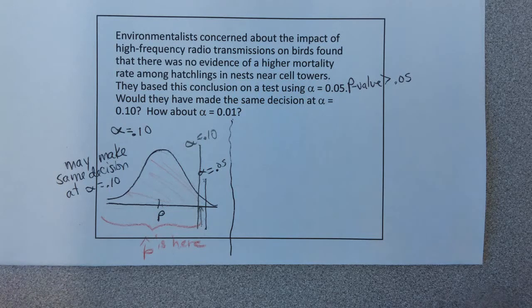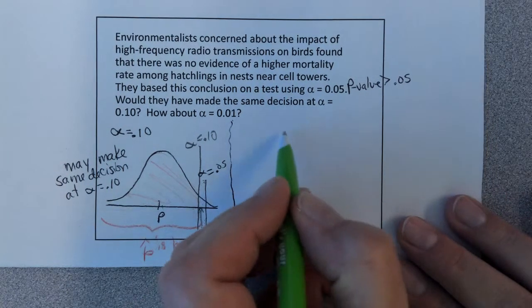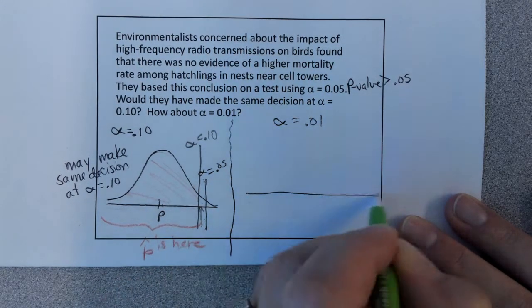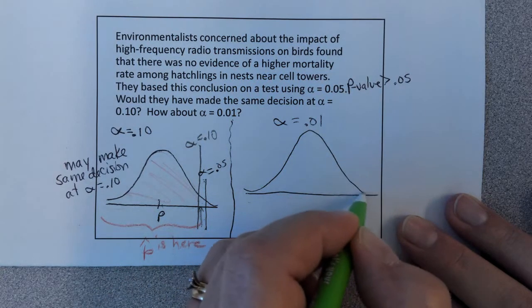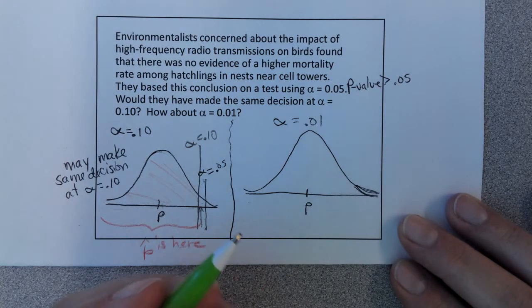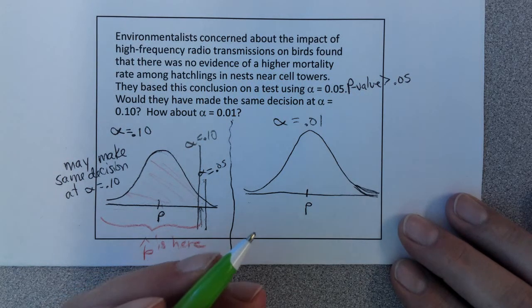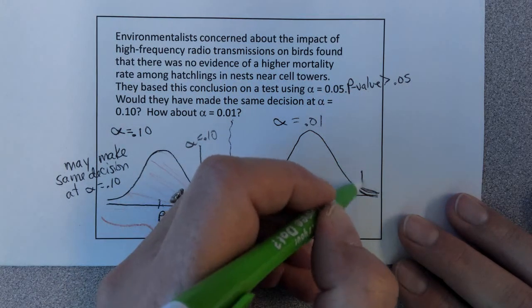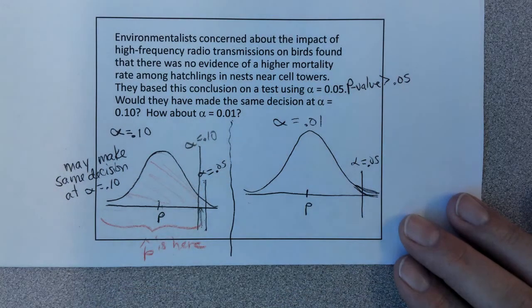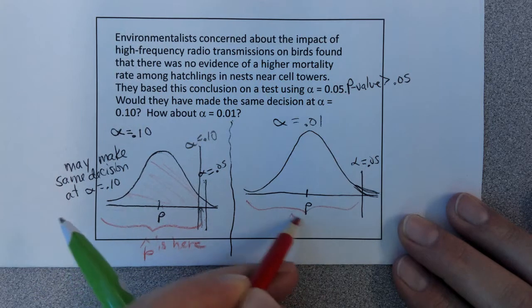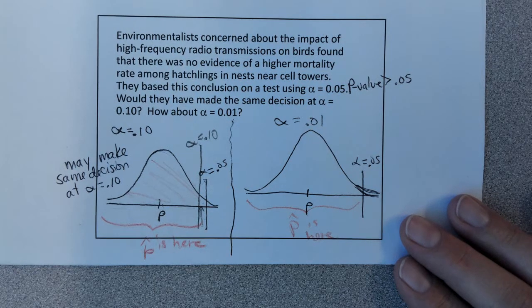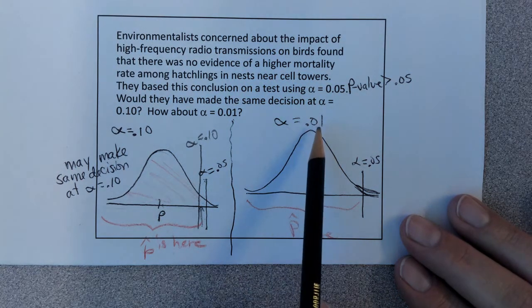At 1%, it looks a little different. So on the other side of this split page, let's look at 1%. We start with the same scenario. I had some rate of mortality amongst all baby birds. And at 5%, alpha equals 0.05, I failed to reject. So that means p hat is somewhere to the left. And then I change my cut score to alpha equals 1%.